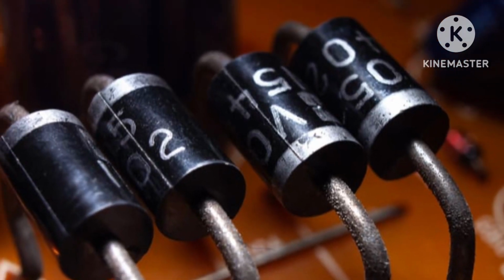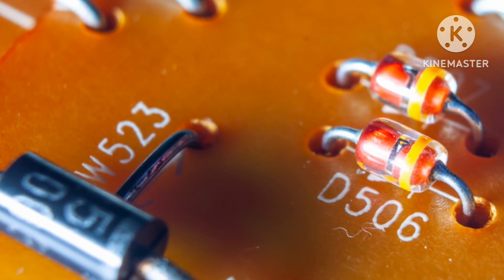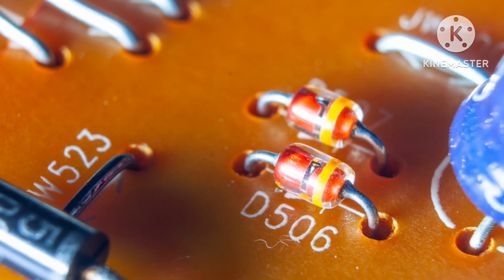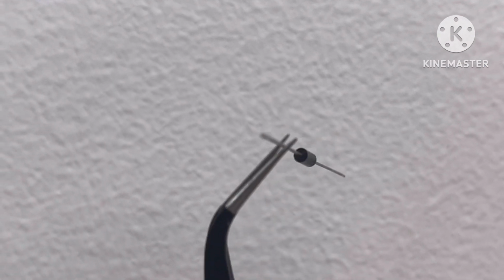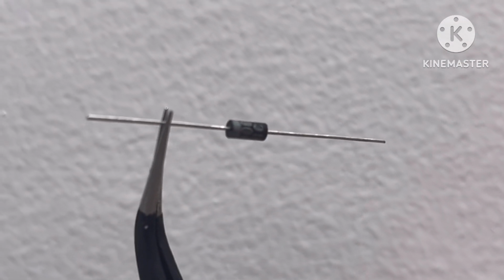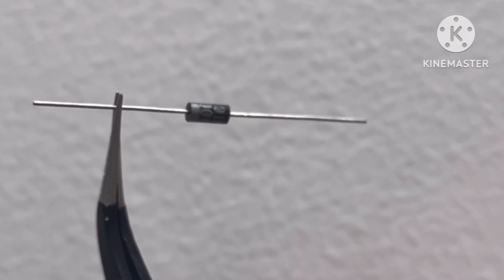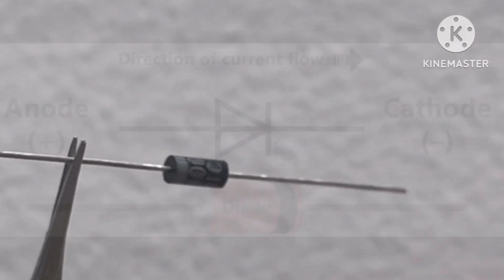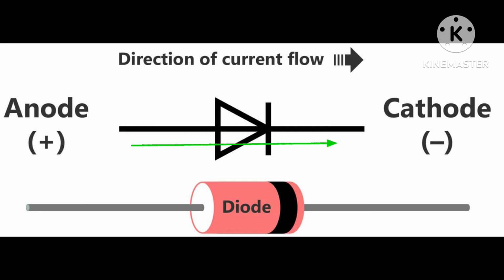This small electronic device might be seen in many different circuits. This is a diode. A diode is a semiconductor device that essentially acts as a one-way switch for current. It allows current to flow easily in one direction, but severely restricts current from flowing in the opposite direction.